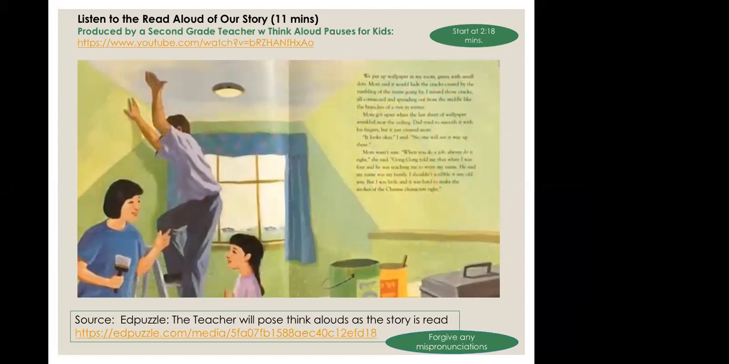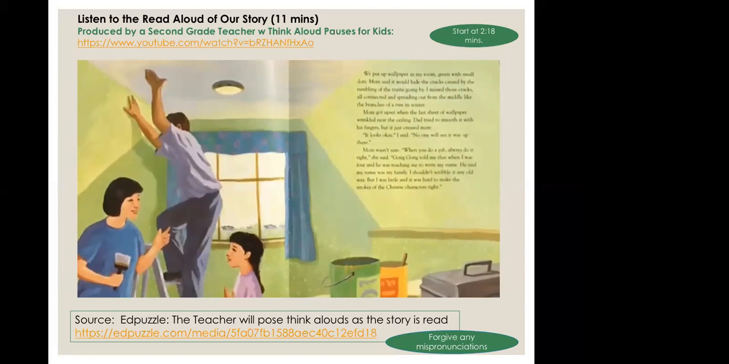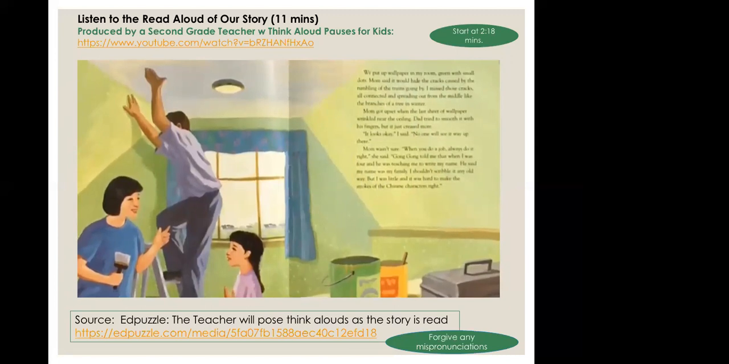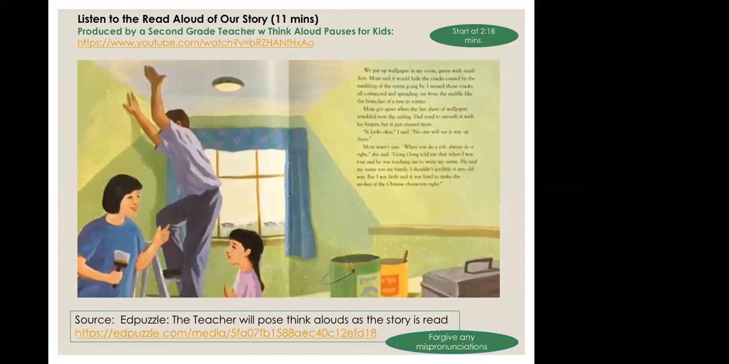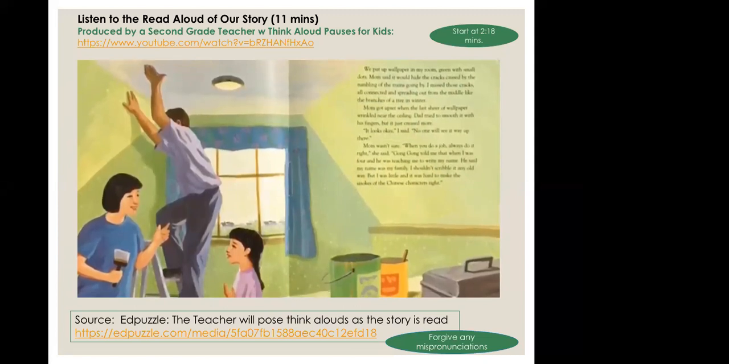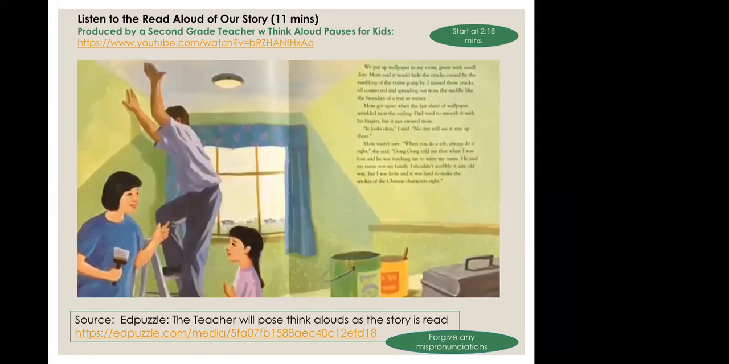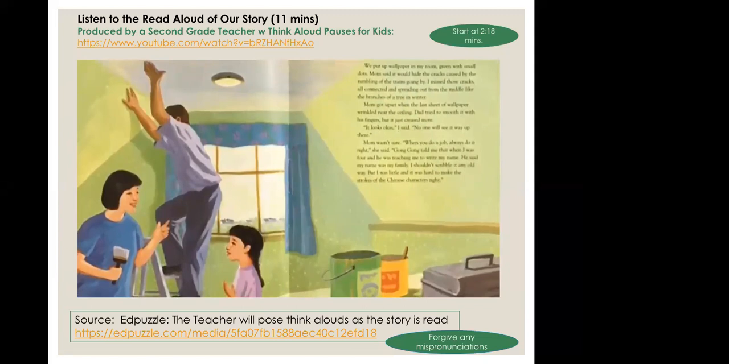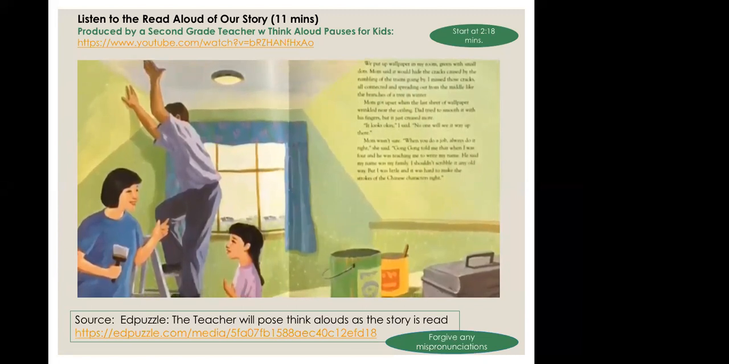We put up wallpaper in my room, green with small dots. Mom said it would hide the cracks caused by the rumbling of the trains going by. I missed those cracks, all connected and spreading out from the middle like the branches of a tree in winter. Mom got upset when the last sheet of wallpaper wrinkled near the ceiling. Dad tried to smooth it with his fingers, but it just creased more.